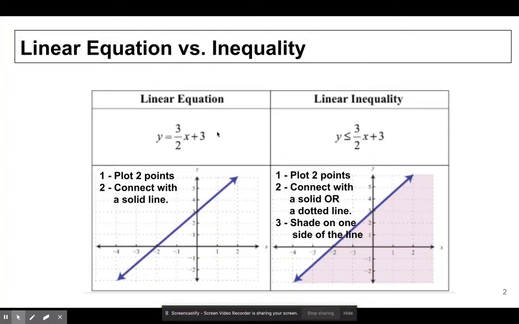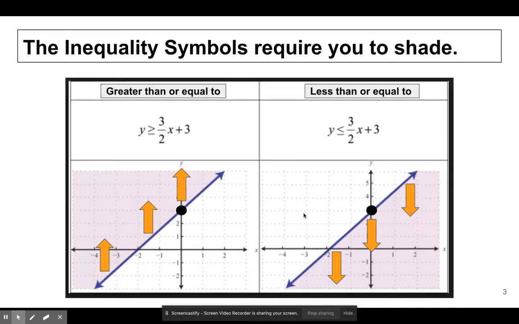So just to recall, when we graphed equations before, we plotted 2 points and connected them with a solid line. You can see here that when we are graphing, the line part is going to stay the same. However, the inequality is going to have some shading because there are multiple solutions for an inequality. And so the difference is that after we graph the line, we're either going to connect it with a solid or a dotted line. I'm going to tell you how to determine which. And then you're going to shade on one side of the graph. You're either going to shade above or below, depending on whether your symbol is less than or greater than.